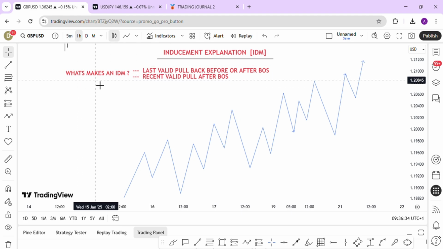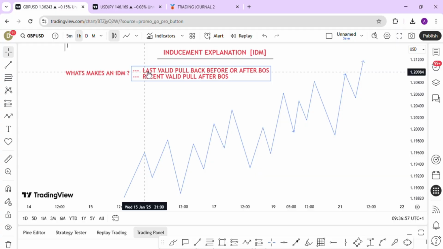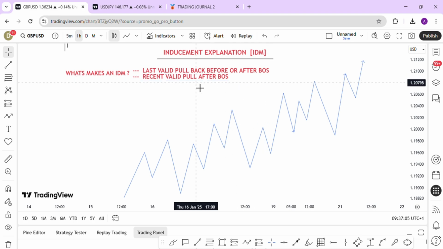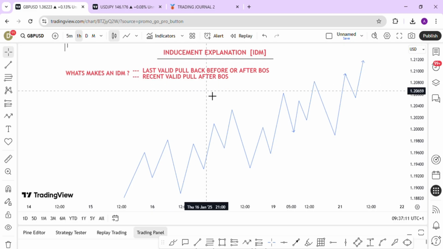So the question I ask here is, what makes an inducement? Because a lot of people pick an inducement, but they don't really understand what characteristics make it valid, because it's not every pullback or every random chart move that you can call an inducement. The first thing that makes up an inducement is a valid pullback before or after break of structure. I will explain that. Then the second thing is a recent valid pullback after break of structure. So valid pullback is the keyword.